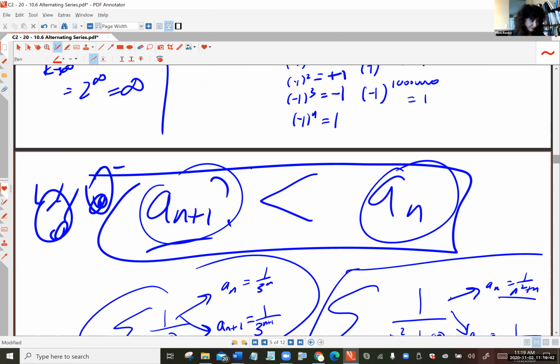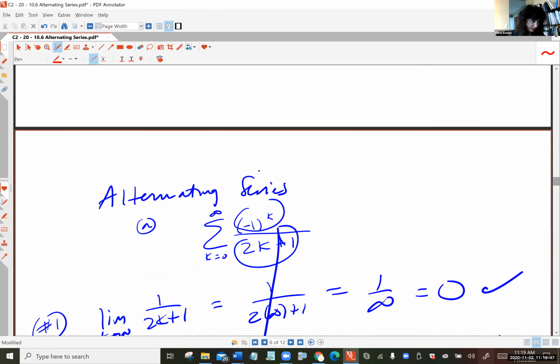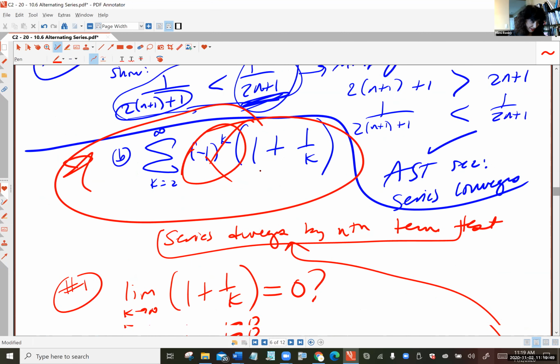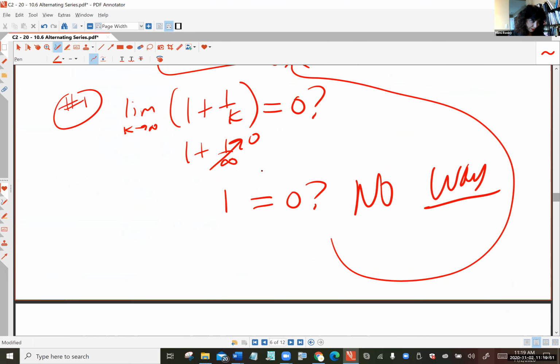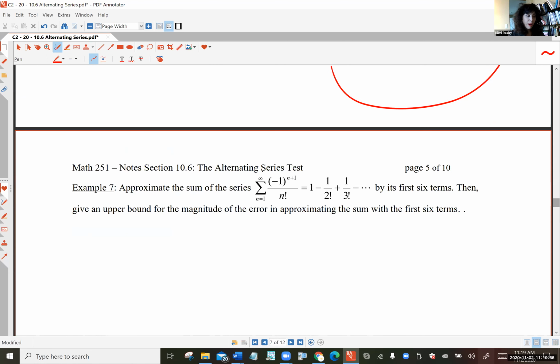Okay. So example 7, here's my example 7. They want us to, if we approximate the sum of this series by the first 6 terms, how bad would the error be? So, you know, the first 6 terms, there's 3 of the terms. Okay, fine. And if you added up all 6 of these terms, oh man, what would you get? You would get, you know, 1 minus a half plus 3 factorial is 6.